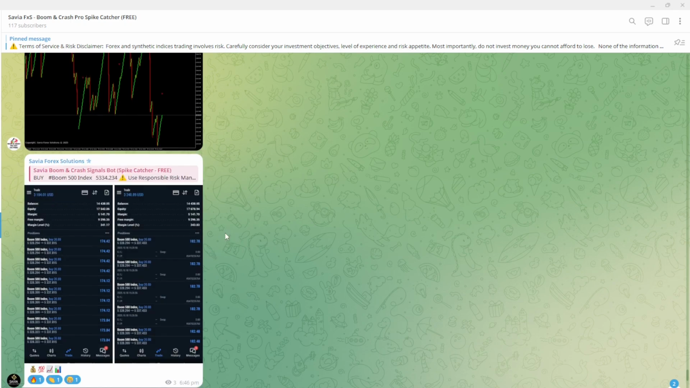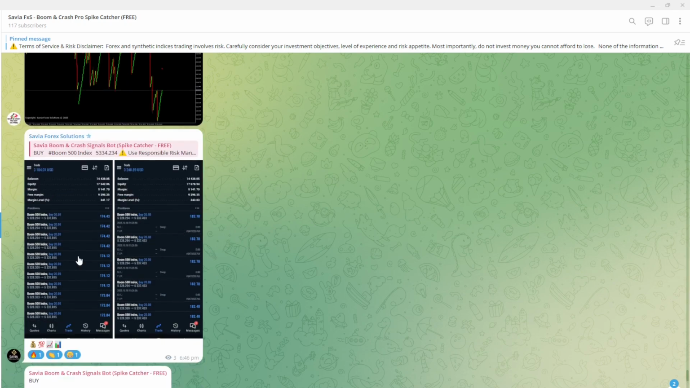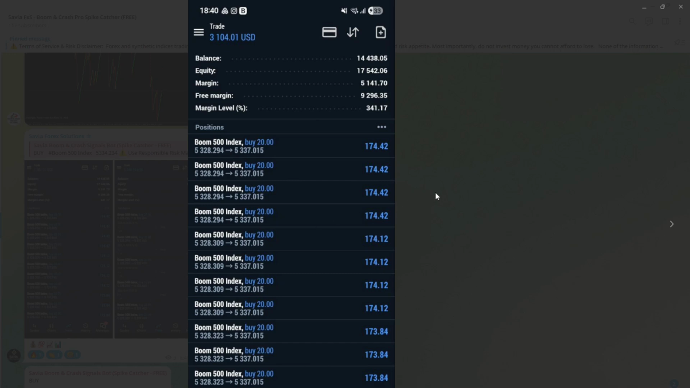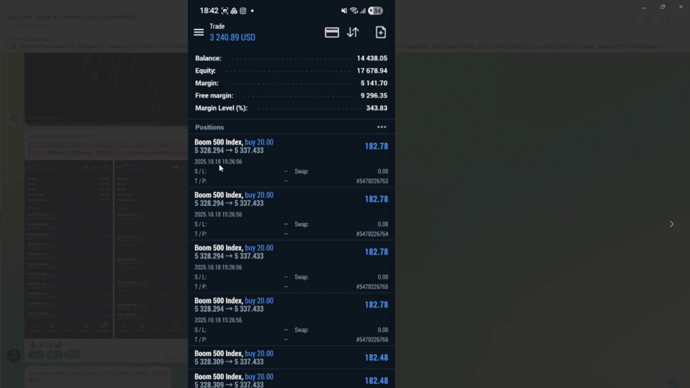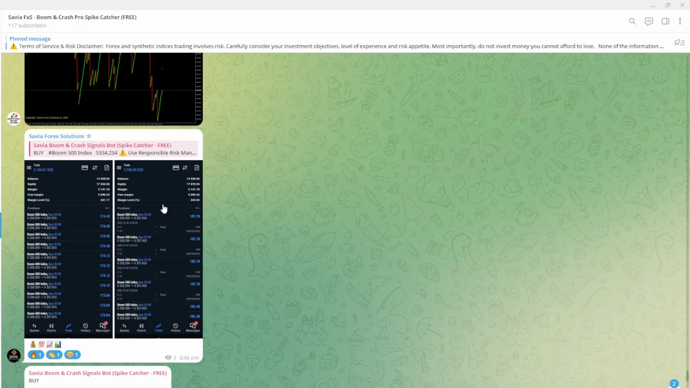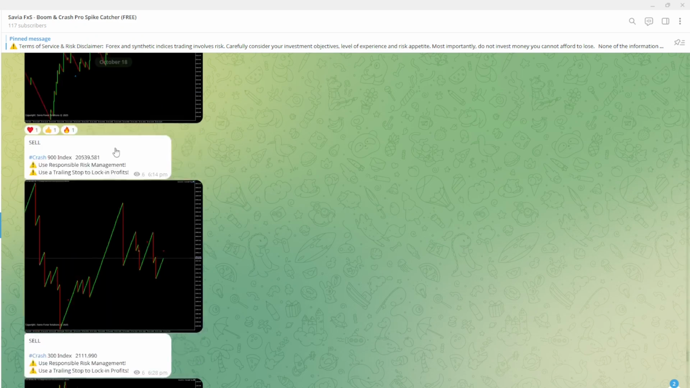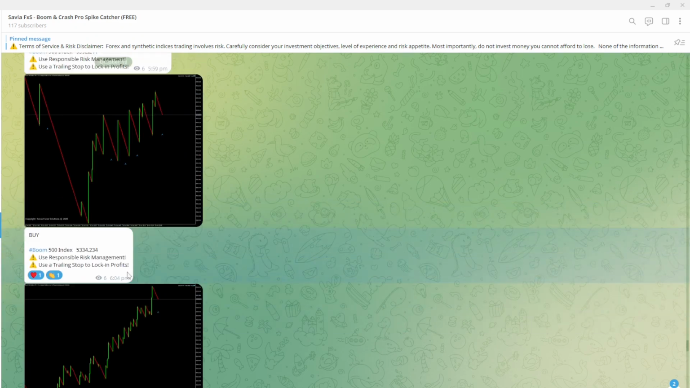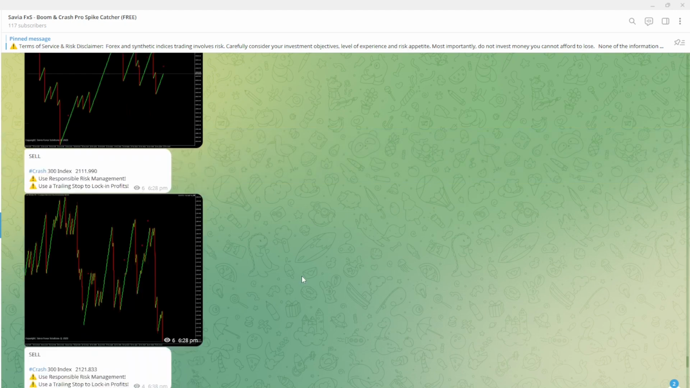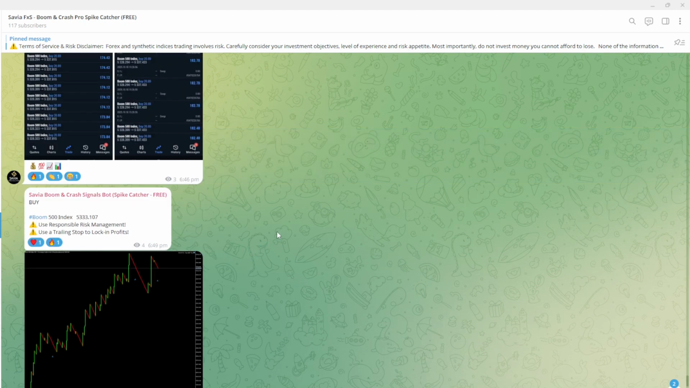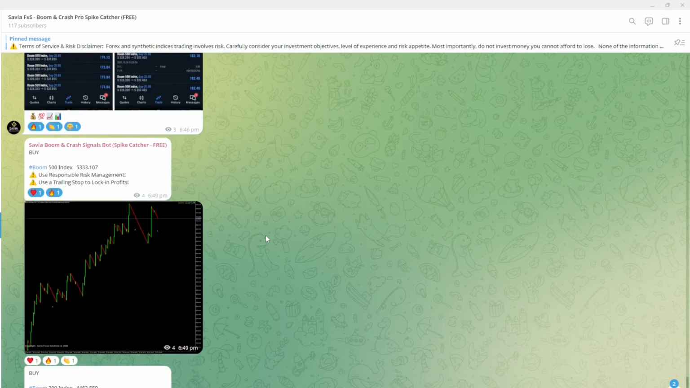Some of the results from the signals that we took with Boom 500, as we can see here. Quite impressive. All today, as we can see here, date and time all taken this afternoon, from this signal that was given earlier for Boom 500. So it was quite a good day for Boom 500 traders and those who enjoy trading the Boom 500 index.